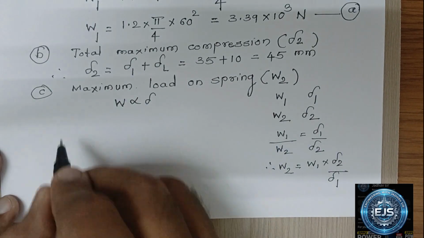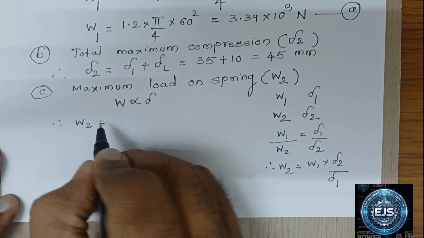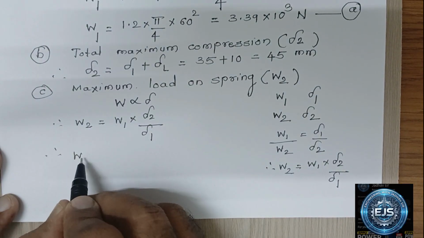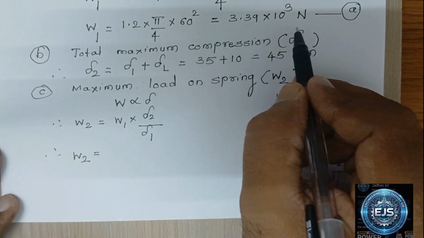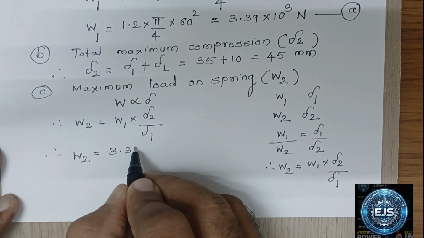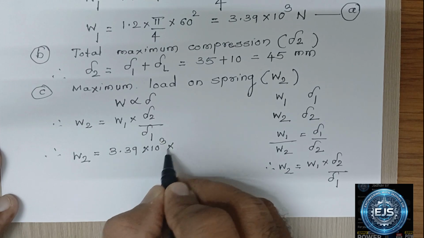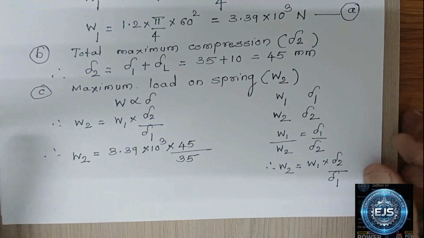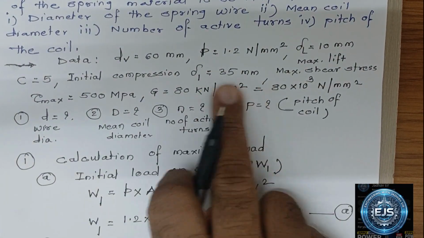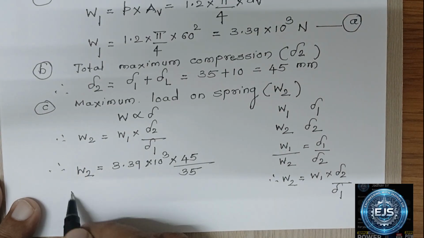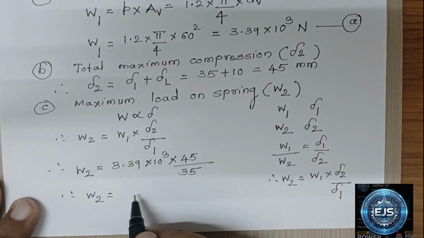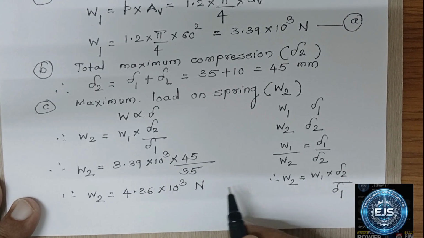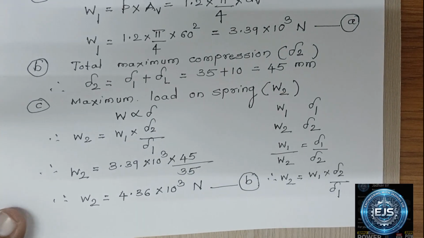तो W2 का इसी फॉर्मूले से हमें वैल्यू फाइंड आउट करना है. तो मैक्सिमम लोड एक्टिंग ऑन अ स्प्रिंग W2 इज इक्वल टू W1 मल्टीप्लाइड बाय डेल्टा 2 बाय डेल्टा 1. यहाँ पे वैल्यूज पुट अप करेंगे तो W2 इज इक्वल टू W1, हमने कैलकुलेट किया था 3.39 इंटू 10³, मल्टीप्लाइड बाय डेल्टा 2, मैक्सिमम कंप्रेशन कितना है 45, डिवाइड बाय इनिशियल कंप्रेशन, प्रॉब्लम में दिया है 35 mm. इनिशियल कंप्रेशन इज डेल्टा 1 इज इक्वल टू 35 mm. तो यहाँ पे हमें मैक्सिमम लोड ऑन द स्प्रिंग मिल गया. सो मैक्सिमम लोड ऑन द स्प्रिंग इज ऑफ मैग्नीट्यूड 4.36 इंटू 10³. So this is the maximum load acting on a spring, helical compression spring.